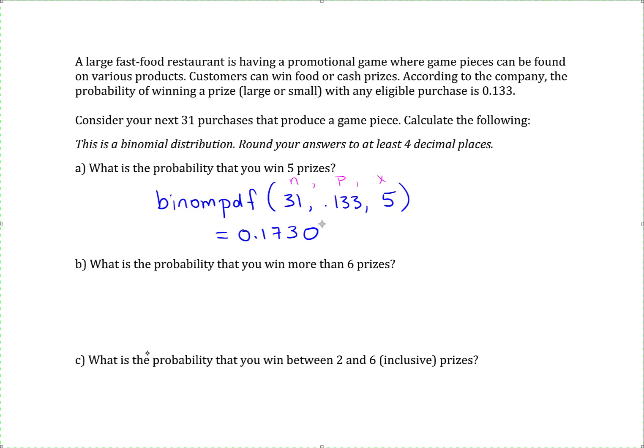What is the probability that you win more than 6 prizes? So more than 6 prizes, that could be 7 up to the maximum, which is 31. In that situation, you can either use binompdf over and over again, or you can use binomcdf. In order to use binomcdf, let's take a look at what this looks like so we understand exactly what we have to do.